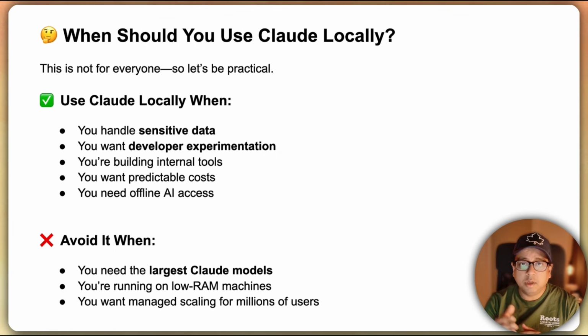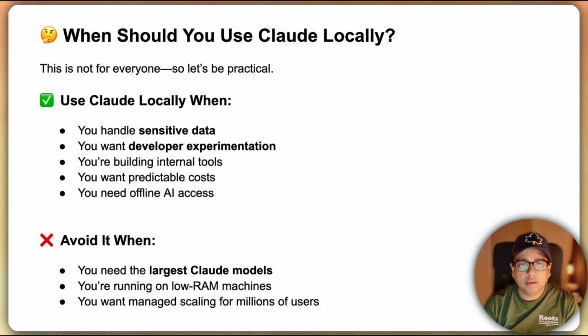You want predictable cost, basically zero cost, because you are using Ollama locally on your machine. And you need offline AI access, because everything is running locally on your machine. You don't need an internet connection to use Claude. So these are the few scenarios where you can definitely use Claude locally. When to avoid? You should avoid that when you are using the largest Claude model, because the largest Claude model needs a huge context window, a lot of space, and it might not be compatible with the configuration that you have on your local machine.